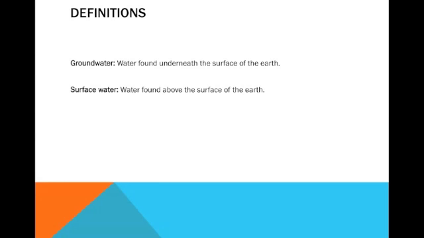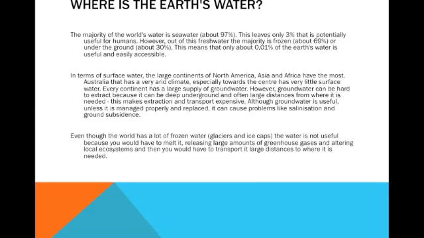So now some definitions. Firstly, groundwater. This is water found underneath the surface of the earth, so underneath the ground. And surface water is exactly the opposite. It's water found above the surface of the earth. So, where is the earth's water? Well, the majority of the world's water is seawater.